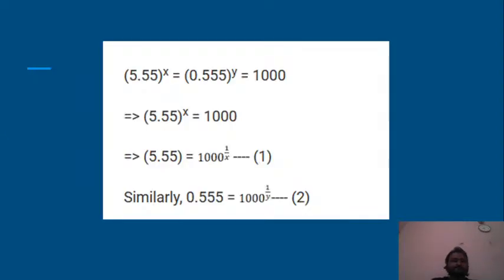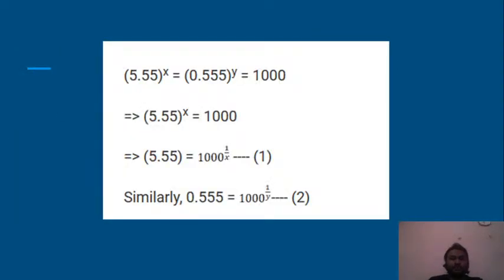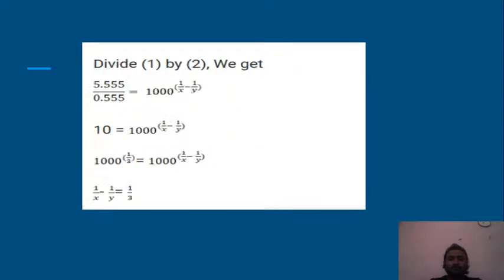Okay guys, so 5.5 to the power x is equal to 0.55 to the power y is equal to 1000. This information has been given so that I can say that 5.55 is equal to 1000 to the power 1 by x, and in the same way 0.55 is equal to 1000 to the power 1 by y. So we have got these two equations based on the information given.